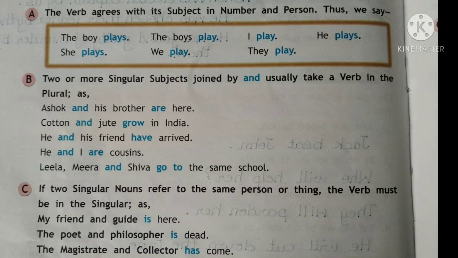I play. The subject is I, which is singular, but here we do not add any S to play. He plays. Again, he is singular, so we add an S to plays. She plays. She is singular, so we add an S. We play. We becomes plural, so we do not add an S. And they play. Again your subject is plural, so we do not add an S.